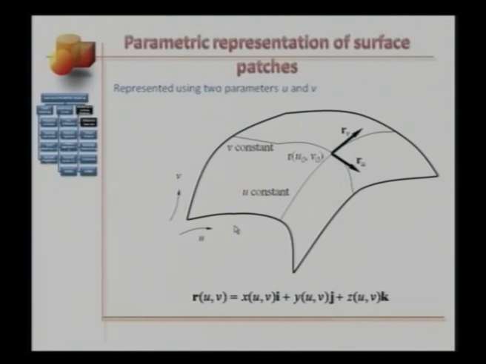The parametric equation of the surface patch can be written as r as a function of u and v, which is the scalar field x, function of u and v, times i, plus scalar field y of u and v times j, plus the third scalar field z in terms of u and v times k. These are unit vectors along 3 mutually orthogonal Cartesian directions. So this scalar field will represent the x coordinate of a point on the patch. This would represent the y coordinate, and this would represent the z coordinate on the patch.